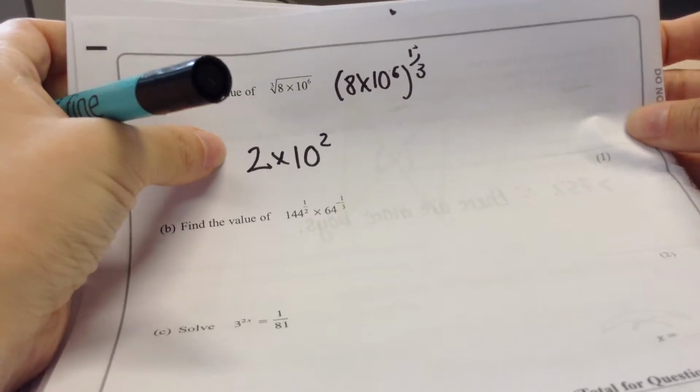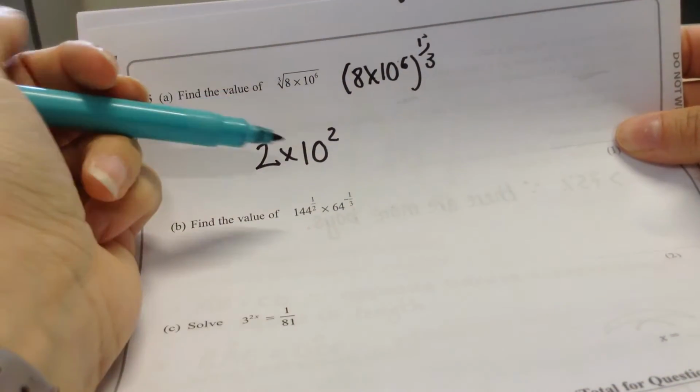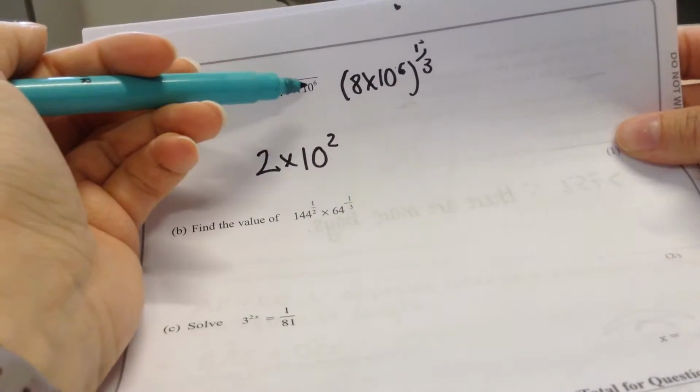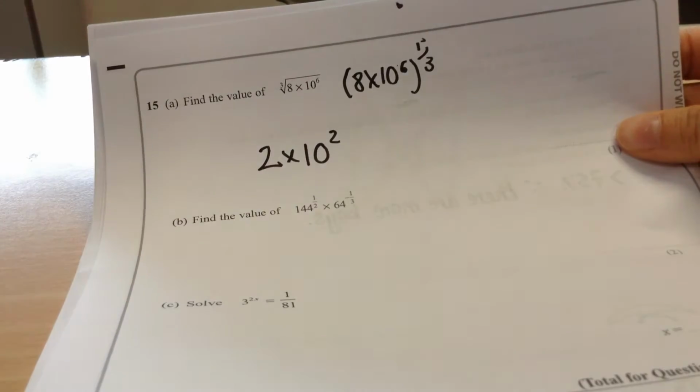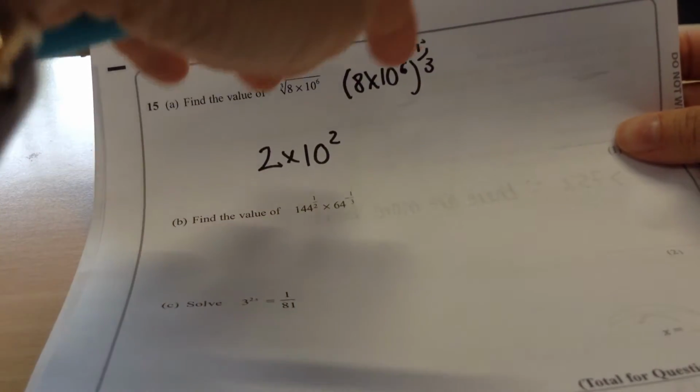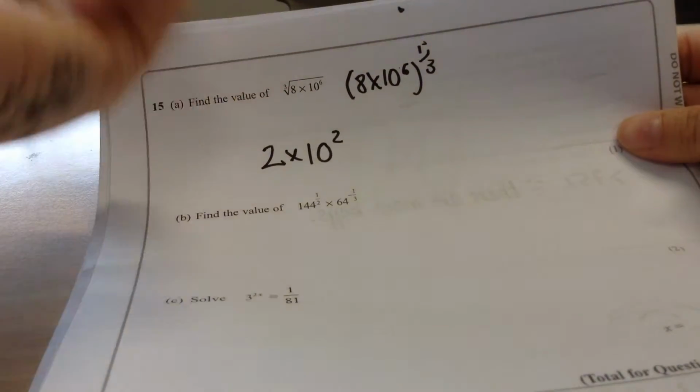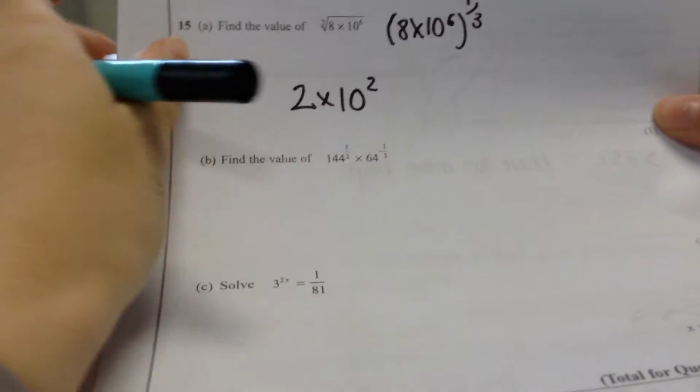The other way of thinking about it is that if you've got 10 to the power of 6, that's 10 times 10 times 10 times 10 times 10 times 10. Cube rooting that would be like dividing the number of zeros by 3, because that's how it works with powers of 10.